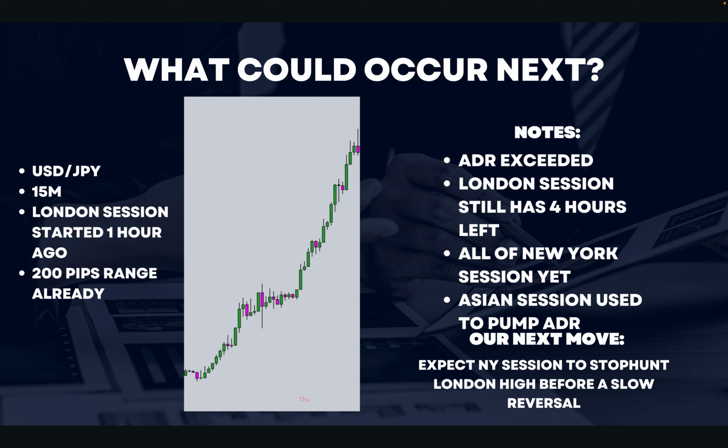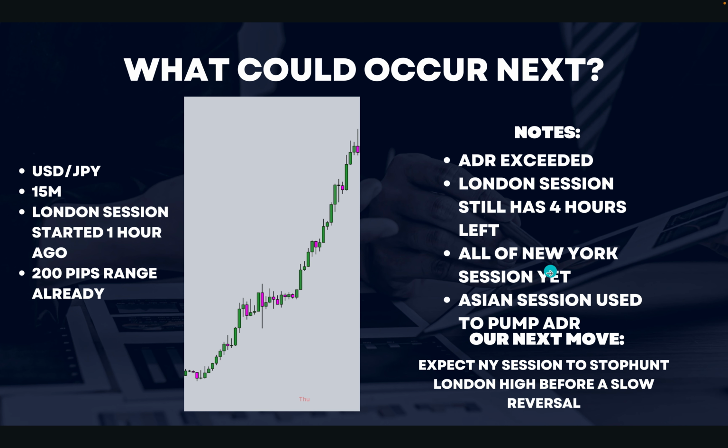All right, we're looking at USD/JPY 15-minute time frame. London session started 1 hour ago. We have a 200 pips range already. And here are some notes. ADR has been exceeded. London session still has 4 hours left. Wow. Okay, so ADR has been exceeded, but London session still has 4 hours left.